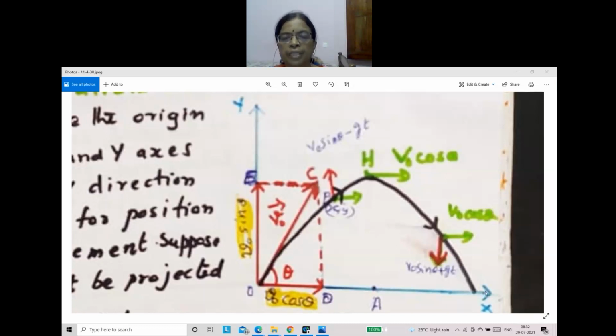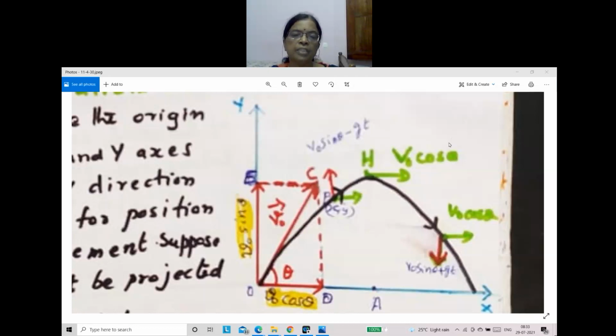That is happening. So which component of velocity is decreasing? Vertical component of velocity. When it reaches the topmost point, the vertical component of velocity is 0. But it will still have a horizontal component of velocity. What is it? V0 cos theta, very good. That is what I told. Throughout the motion, V0 cos theta is not at all changing.